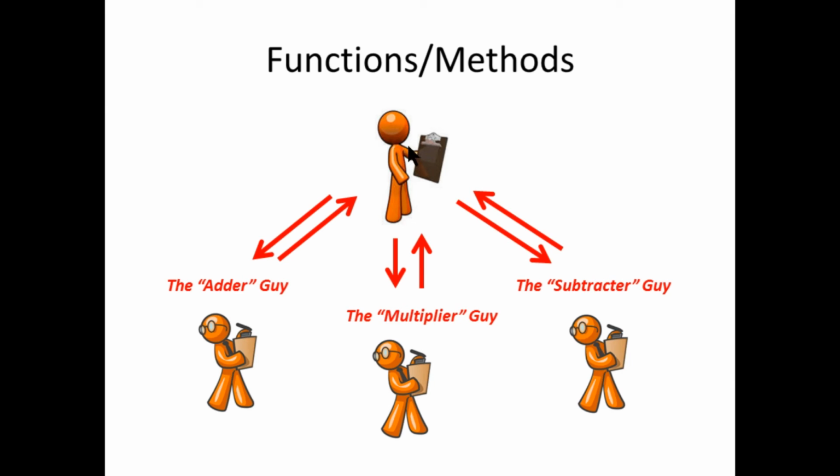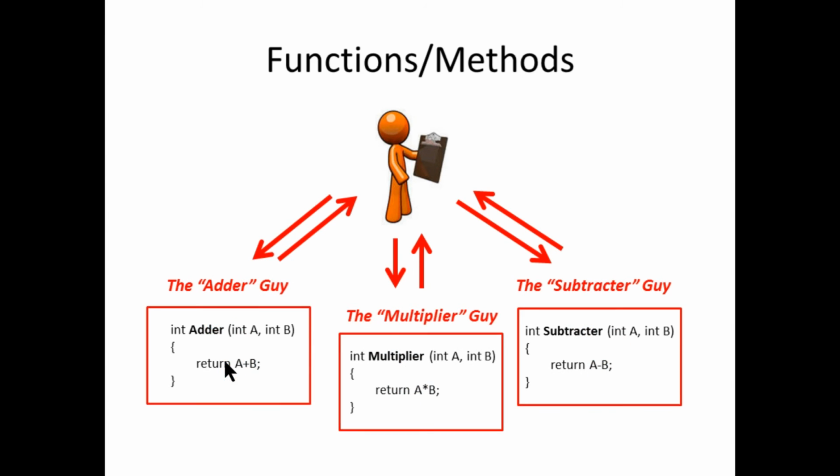Now I can expand this in C# to have many assistants or many functions. I've got an adder guy, I've got a multiplier guy, and I've got a subtractor guy. I can have a divider guy. I can have any guy I want as long as I break them into these simple functions with inputs and outputs. So here I've got C# code for each of these. I've got an adder, multiplier, subtractor. They're all returning A minus B, A times B, or A plus B, depending on what I want them to do.